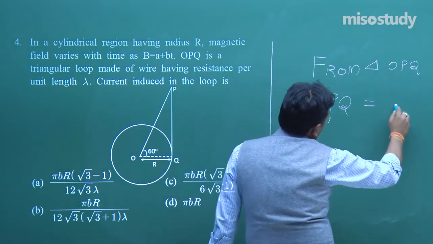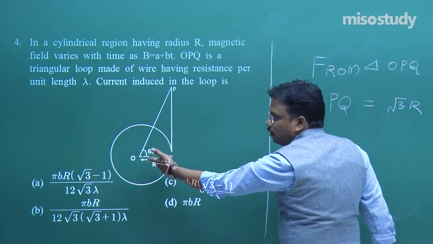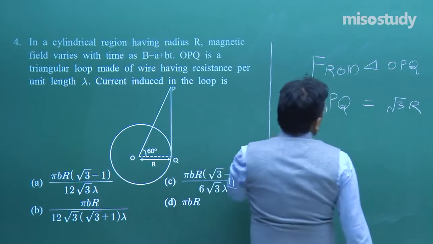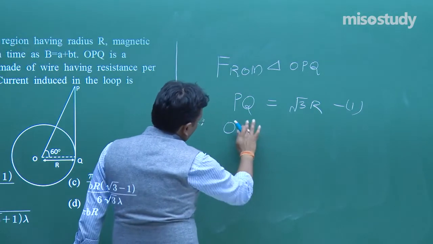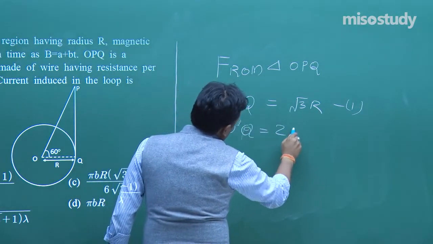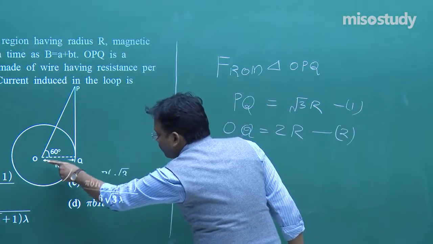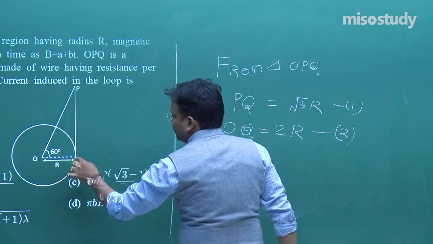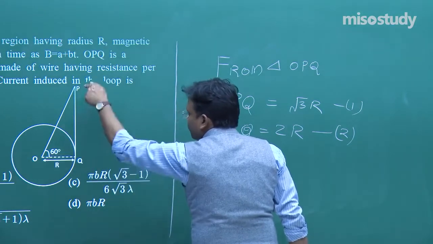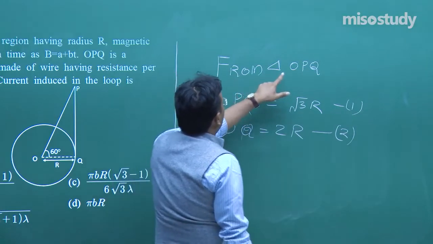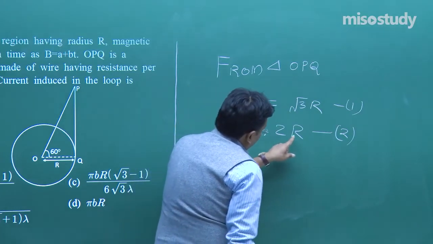So this PQ is equal to root 3R. Why? What is the value of this angle? And I am not mentioning the value of this angle in terms of tan theta. Fine. So let's say equation number 1, and OQ is equal to 2R. Let's say equation number 2. Now we have the value of this term, we have the value of this term, fine, in terms of radius R. Ultimately, if we wish, we can find out the PO value in this triangle, fine. So from triangle OPQ, PQ is equal to root 3R and OQ is equal to 2R.